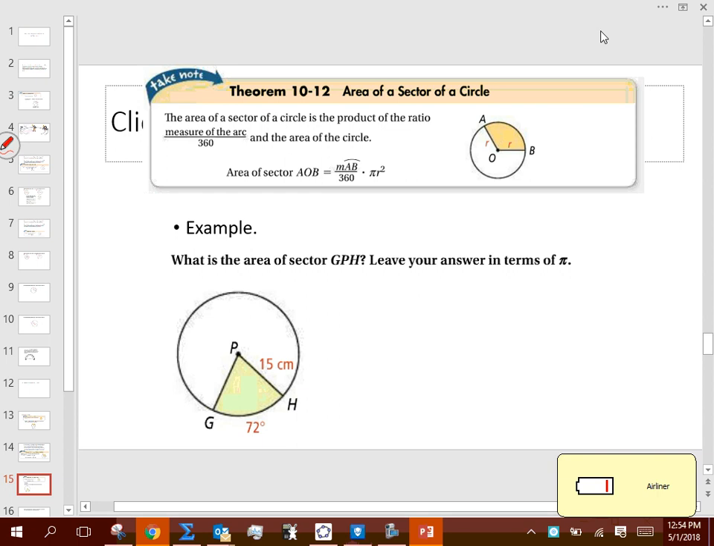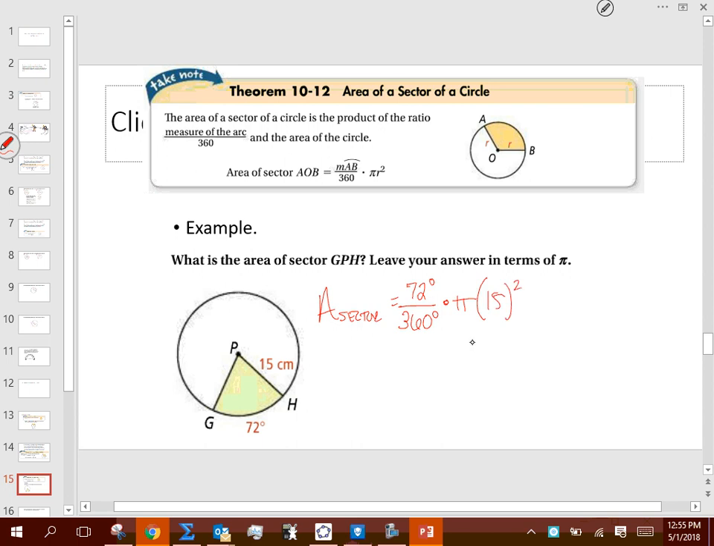So this one says find the area of this yellow sector down here. Okay, so I'm going to say area of my sector is equal to, we take our arc measurement as a degree. What's our arc measurement here? 72 degrees. And you're dividing by 360 degrees. You're then going to multiply that by pi r squared.